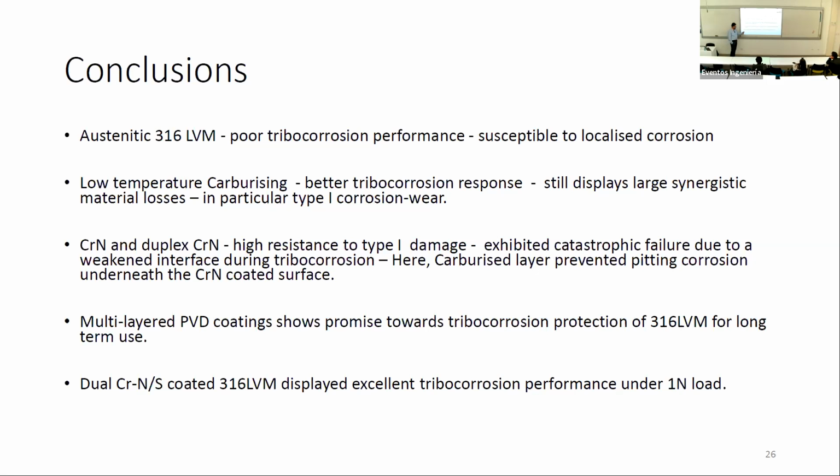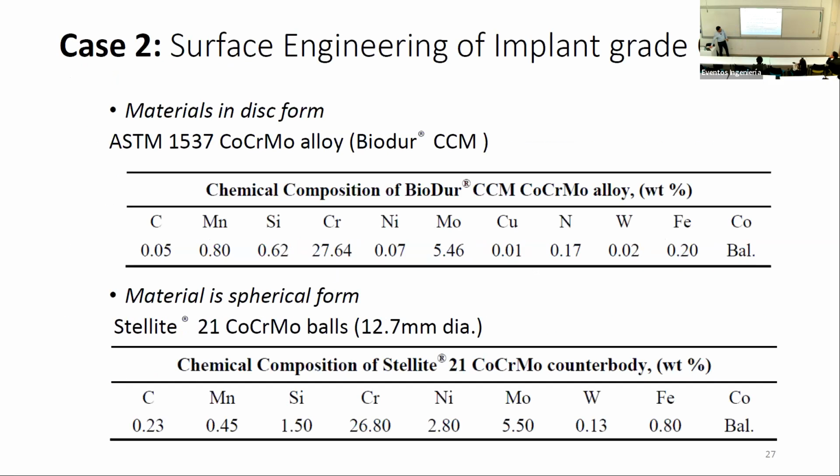Okay, and this dual chrome nitride S coating displayed quite excellent tribocorrosion performance under that 1 Newton load. Of course, this coating will require much further testing and long duration tests to see how it will behave when the coating starts thinning down after long-term use.